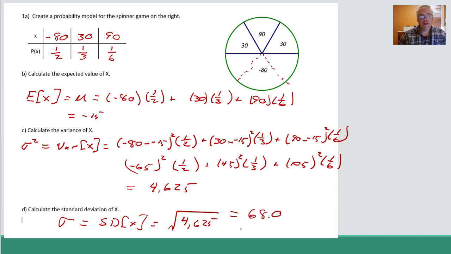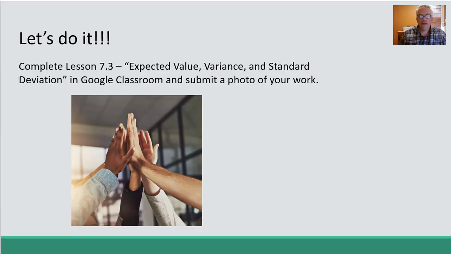Okay. That's how you calculate the expected value, the variance, and the standard deviation. So we're going to practice it a couple times in the assignment. So one example, hopefully that's enough. Now you should be ready to do lesson 7.3 in the Google Classroom. Good luck.